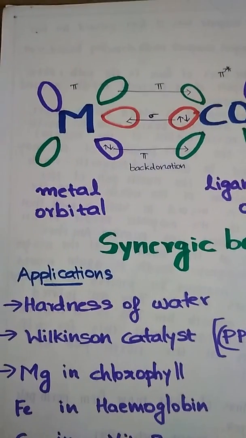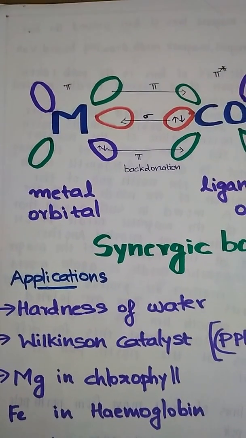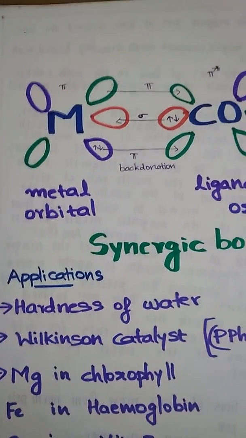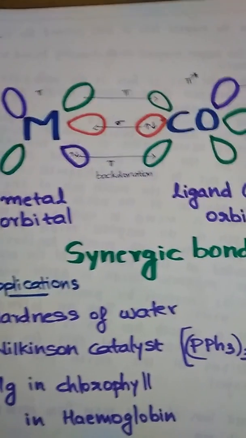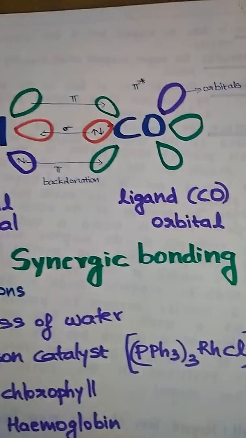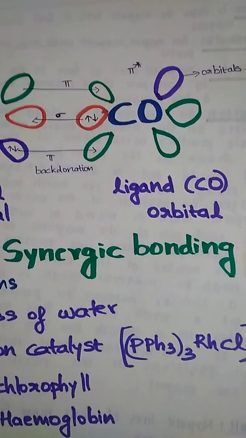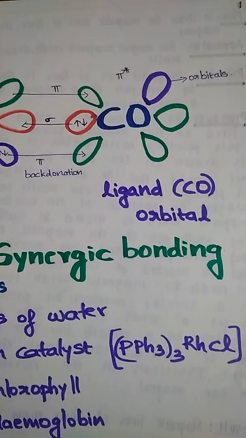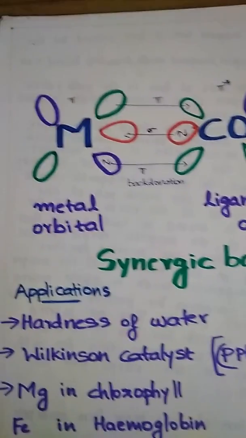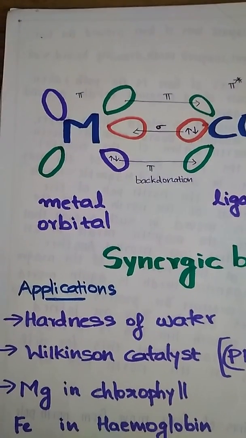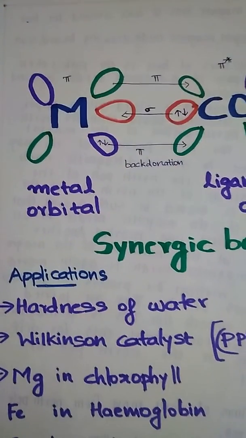The next application of coordination complexes is in catalytic processes. It is named the Wilkinson catalyst, that is (PPh3)3RhCl, tris(triphenylphosphine)rhodium chloride. It acts as a Wilkinson catalyst and is used for the catalytic process in hydrogenation reactions.